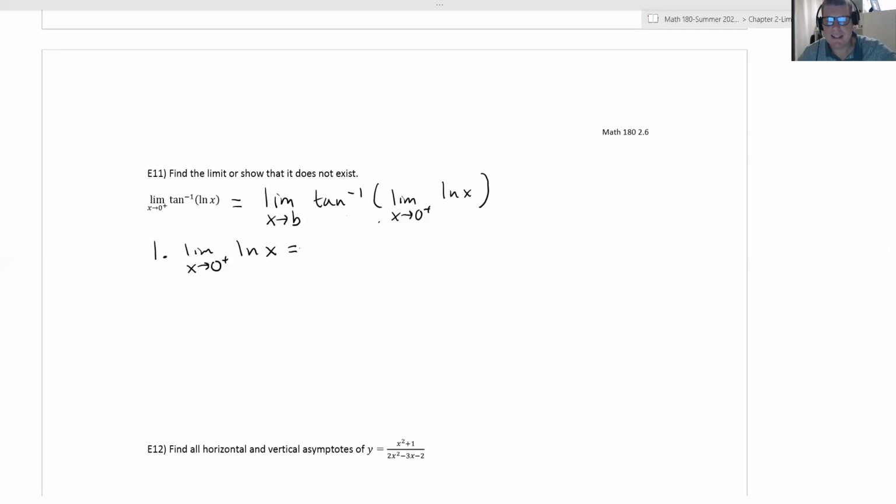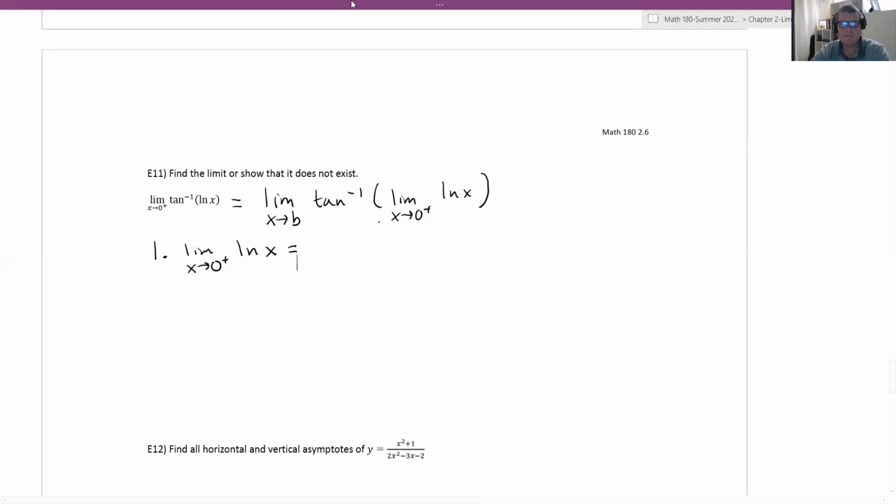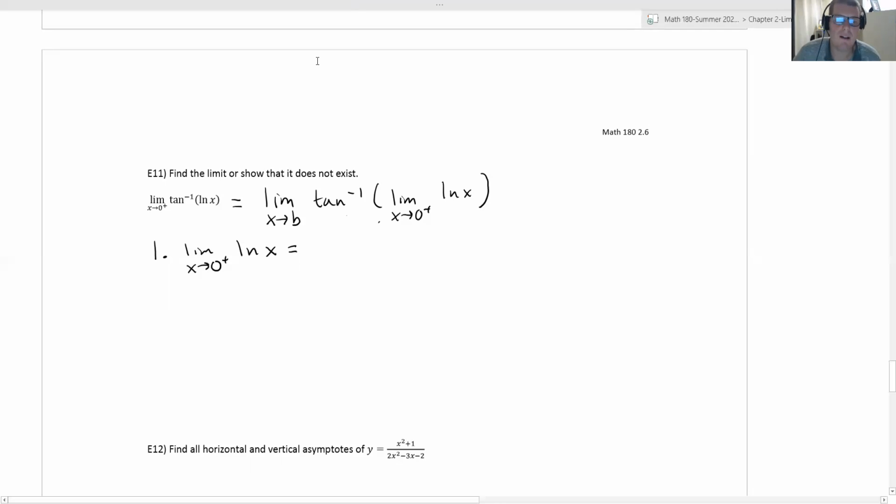Put your answer into the text if you got it. Think about what happens to the natural log of x as we get close to 0 from the positive side. Natural log of x is not defined at x equals 0, okay? What's happening to it as we get closer from the positive side? Shall we look at a graph? I think we shall.